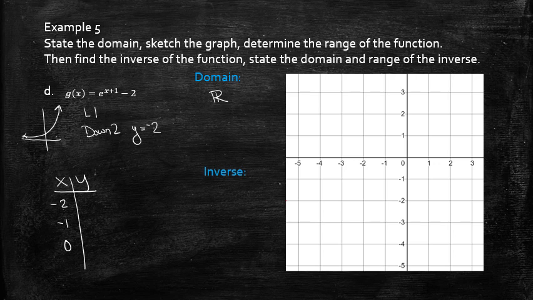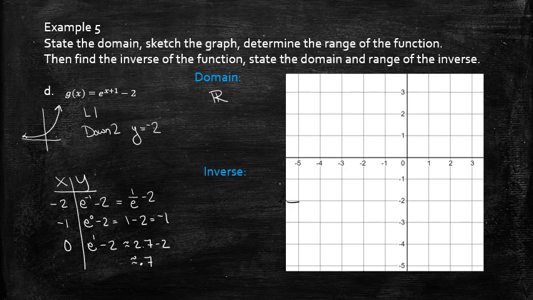Okay, let's plug in that -2. So we would have e to the negative first power minus 2. You could leave it like that or write this as 1 over e minus 2. You can find a decimal approximation with your calculator as well. If the x value is -1, I'm going to get e to the 0 power minus 2. So e to the 0 power is 1, minus 2. So we're at -1. And then finally, if x is 0, we'll have e to the first power minus 2. So remember, e is approximately 2.7. So when we subtract 2, we're at about 0.7.